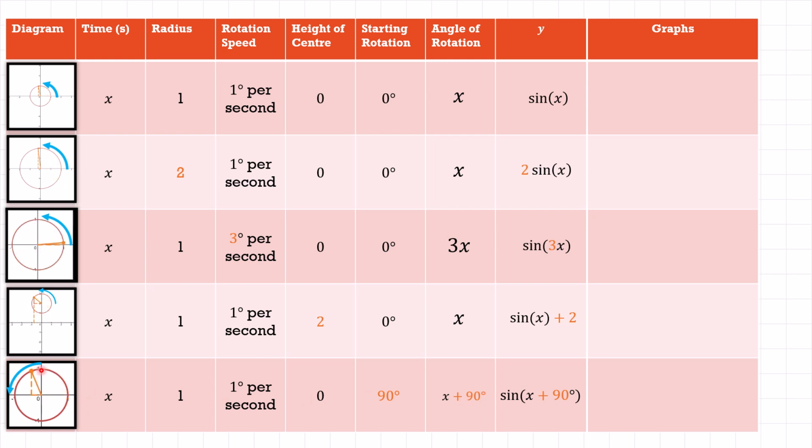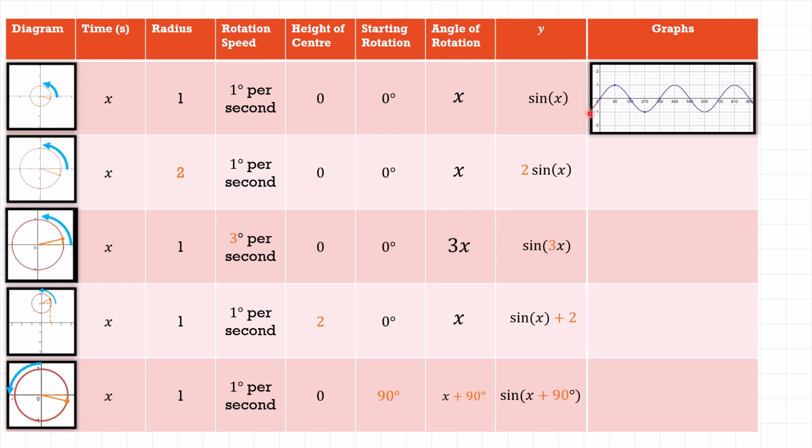In this example, because it started here, that was an initial rotation of 90 degrees. So if 10 seconds had passed, at 1 degree per second, that's 10 degrees in total. You would have to add that to the initial 90 to find out it would be a total rotation of 100. This is what the graphs of all of these look like.